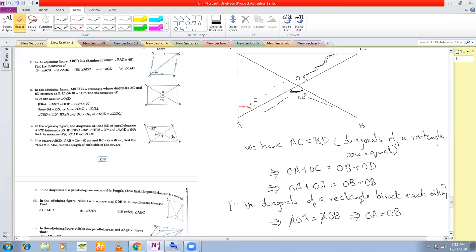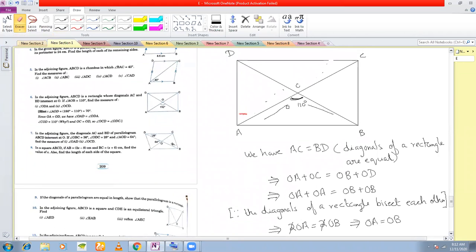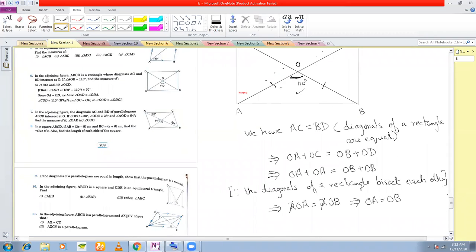Now look at this triangle. Triangle OAB. You see that in this triangle, these two are equal in length. We have just shown OA is equal to OB. And you know that in an isosceles triangle, base angles are equal. So if these two sides are equal, that means these two angles must be equal. Let us take them to be x.